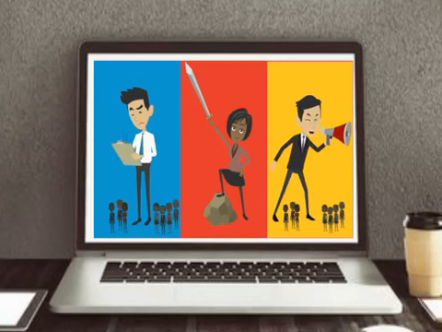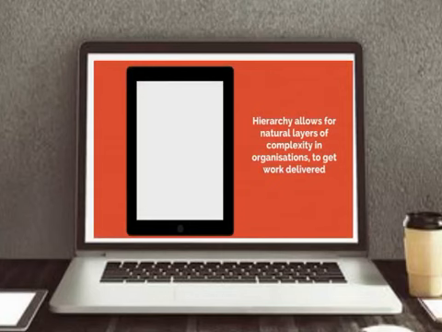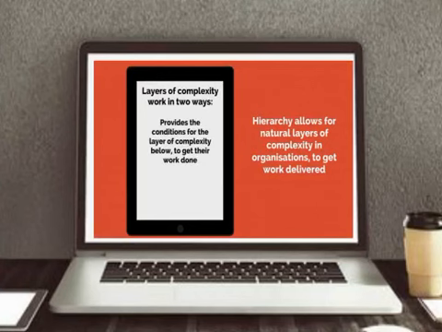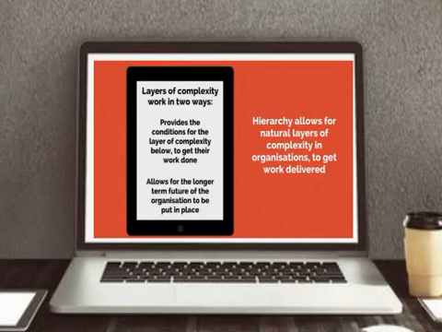But that is the way that hierarchy is often put into place. The real purpose of hierarchy is to allow natural layers of complexity to take place in an organisation in order for work to get done. And these layers of complexity work in two directions. They create the conditions for the layers of complexity below them to successfully deliver their work, and they also allow a longer term future of the organisation to be put into place. So that's how we use complexity, to allow work to naturally take place.